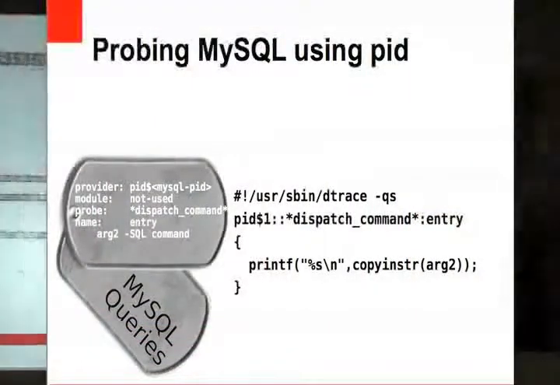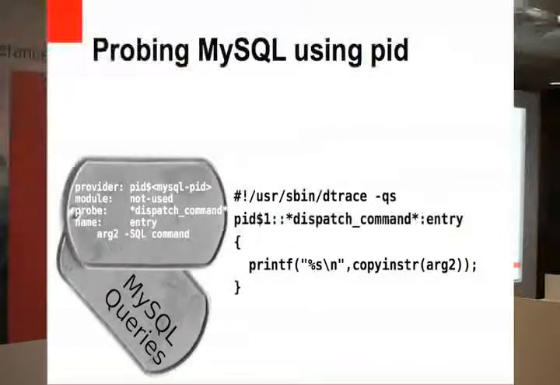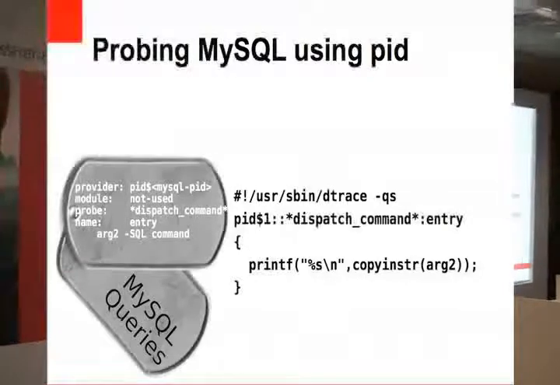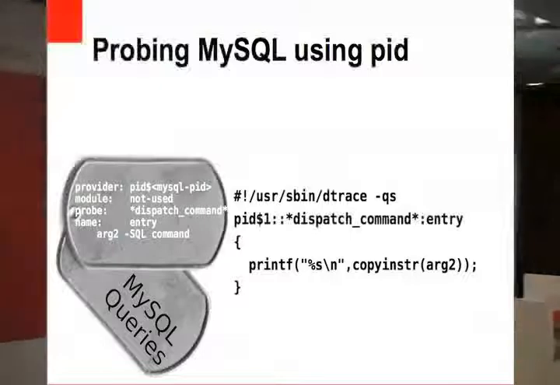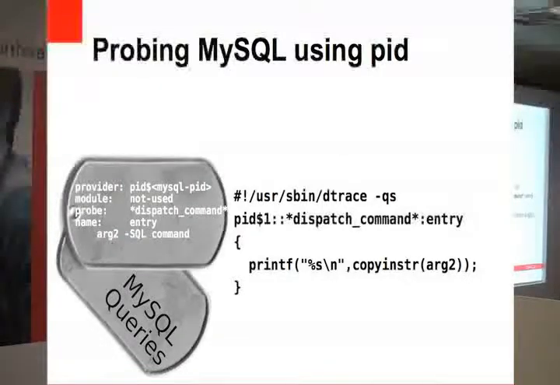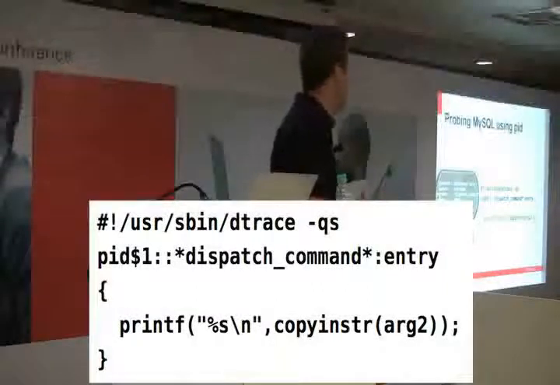So using this capability, you could do things like query MySQL. And so we're going to use the PID provider. In this case, what we're showing an example of here is an actual script that was written. And what's cool about this script, it was made executable. So it's actually going to call DTrace on my behalf. So I just have to execute the script.